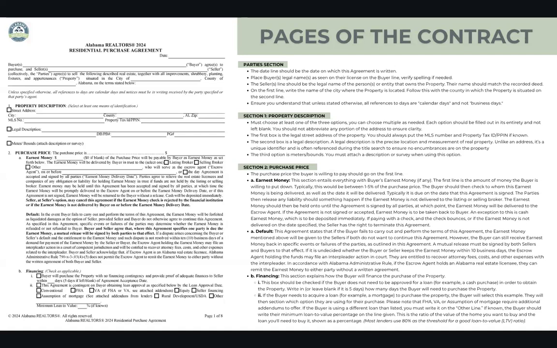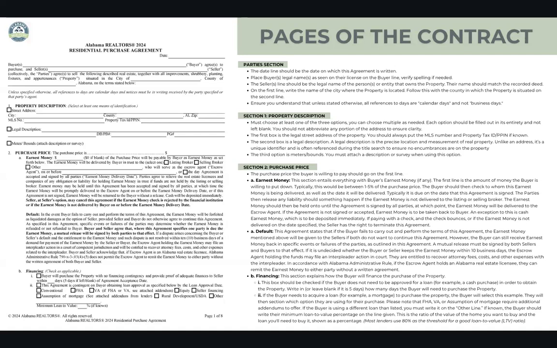The seller line should be the legal name of the person or persons or entity that owns the property. Their name should match the recorded deed. On the first line, write the name of the city where the property is located. Follow this with the county in which the property is situated, and then ensure that everybody understands, unless stated otherwise, all references to days are calendar days and not business days.